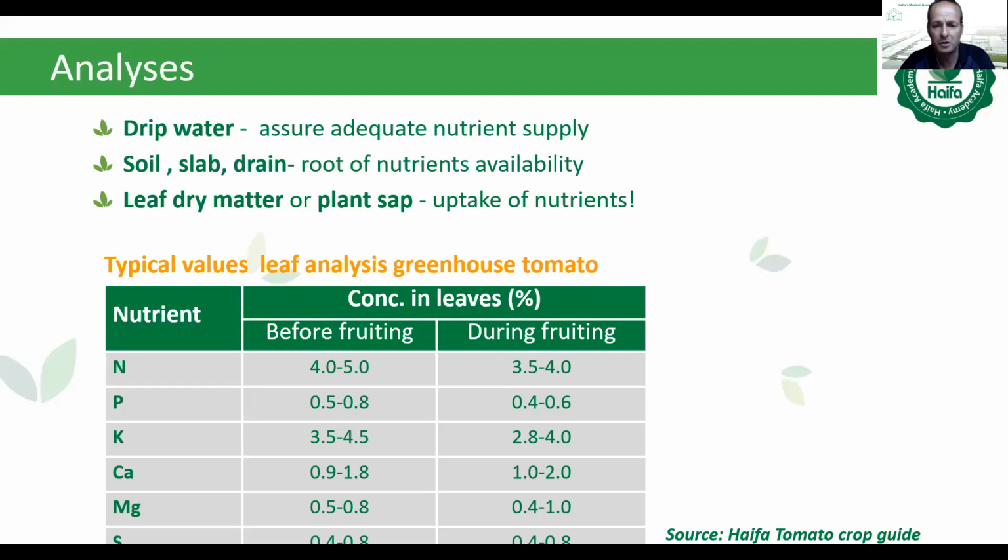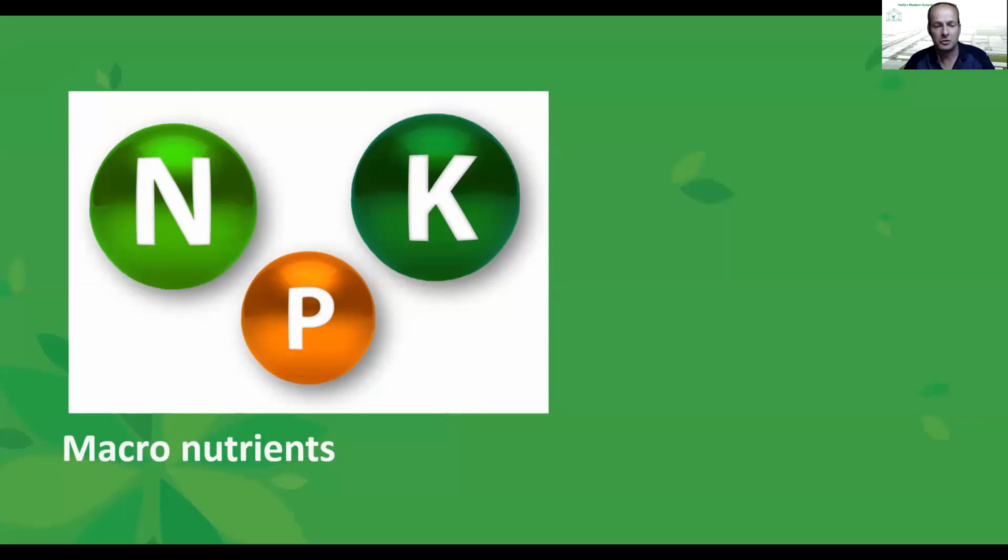An example at the bottom of the screen is the value of leaf analysis. In this case, it's from tomato, but we know that there are a lot of varieties in the market. But it gives you some good direction, before fruiting and during fruiting, on which elements at which level we want in the leaf. So analysis once a week, twice, it's good to know what we are doing. So these were the most important things before we dig into the elements.